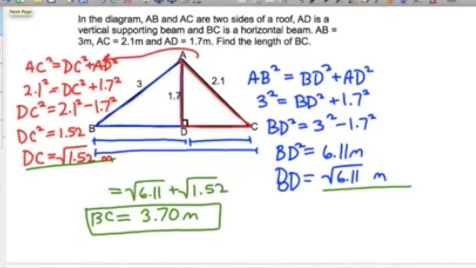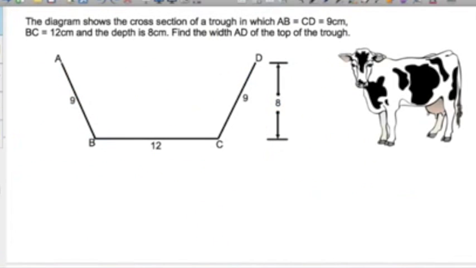Now what I'm going to do is take a look at another example. The diagram shows the cross-section of a trough in which AB equals CD equals 9 centimeters, BC equals 12 centimeters, and the depth is 8 centimeters. Find the width AD of the top of the trough. So we're looking for this measurement right here. How are we going to do that?